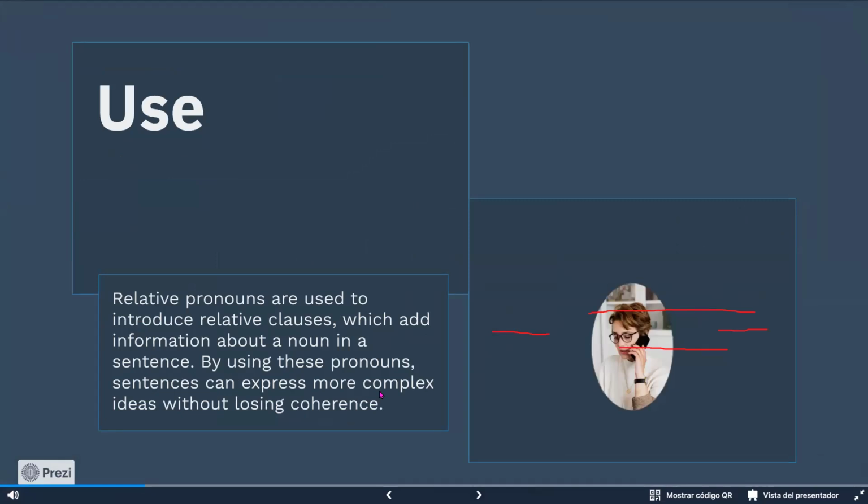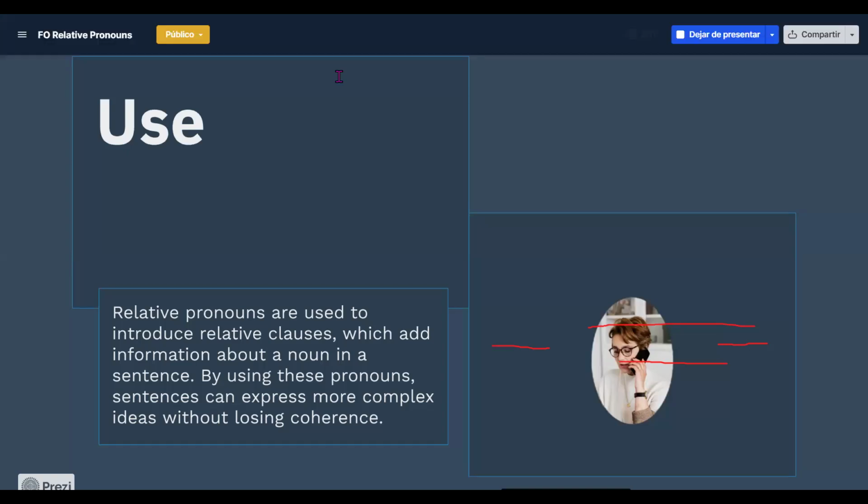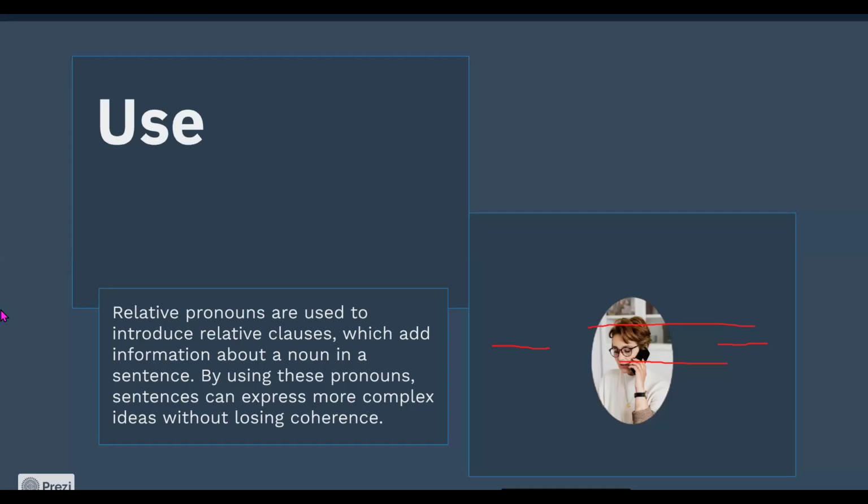Use. My dear Maria Fernanda, could you read this paragraph? Yes, use. Relative pronouns are used to introduce relative clauses, which add information about a noun in a sentence. By using these pronouns, sentences can express more complex ideas without losing coherence. Thank you.